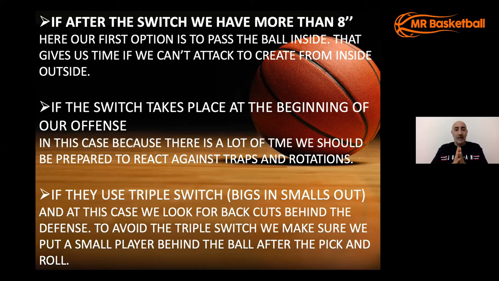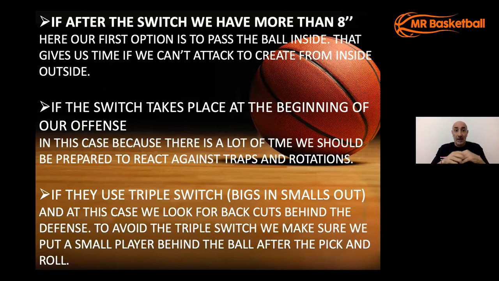And also, if the defense is now using a triple switch, bigs in, smalls out, as we say, it's another part that we need to be aware of. In this case, we look for back cuts behind the defense. Let's say we use a ball screen, and behind the ball we have a big guy, a 4. While our big man tries to dive, the big guy from the corner would try to switch. So we get an easy back cut from the corner man to the basket. We'll see the diagram later on.